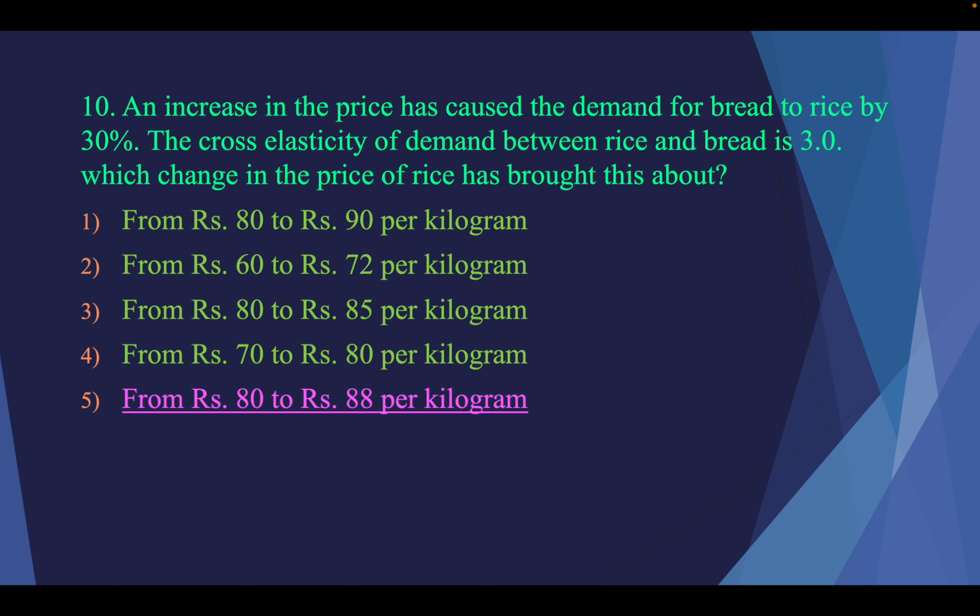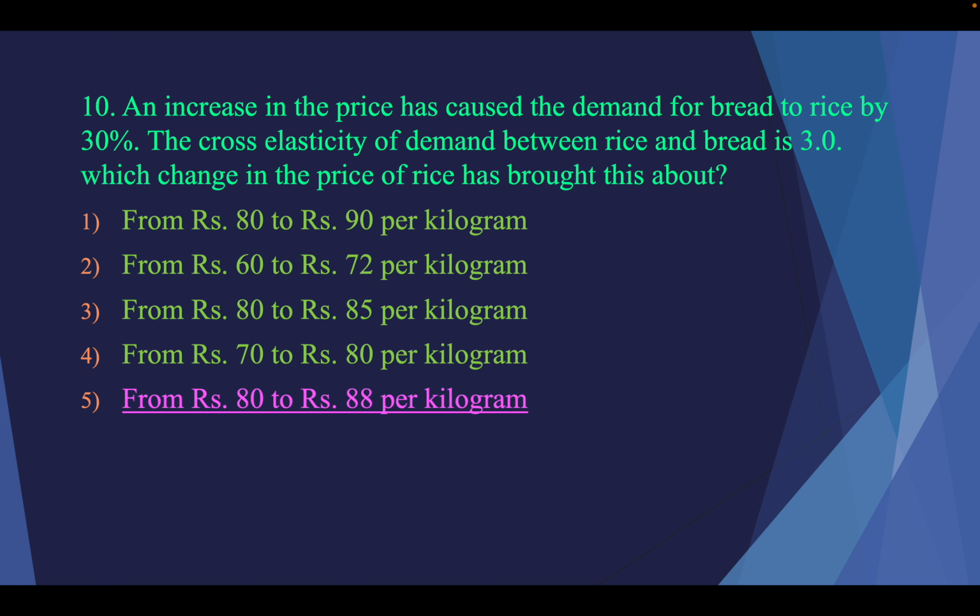Then the 10th one: an increase in the price has caused the demand for bread to rise by 30%. The cross price elasticity of demand between rice and bread is 3.0. Which change in the price of rice has brought this about? Okay, here's a percentage, 30%. Okay, the price and demand, and this is substitute good. They mention rice and bread.